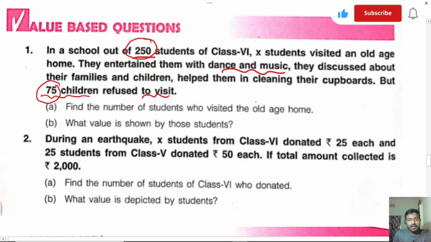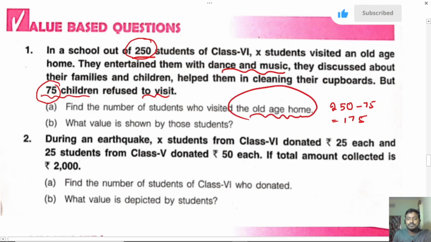That is 75. So simply we subtract 250 minus 75, that is 175. Means there are 175 students who visited the old age home. Okay. Now what value is shown by those students? This is homework. You can write helpfulness.